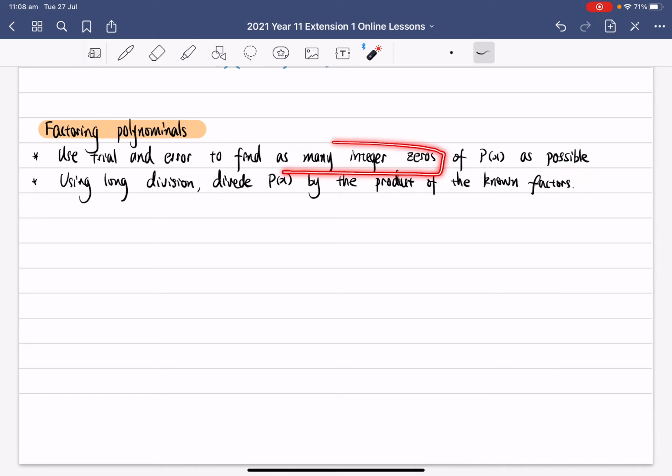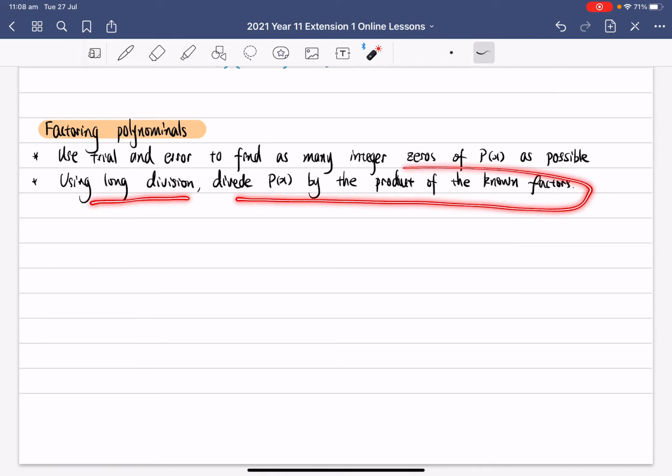I kind of do agree with this, as many integers as possible, but in real, practical problems, I don't recommend students find every single possible integer zero, because sometimes it does take a long time. I do prefer students find a couple of zeros and then use long division to find the rest of the other factors. I feel like this is an easier way to do it.